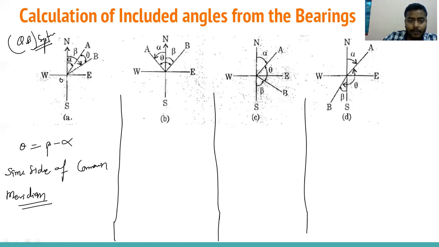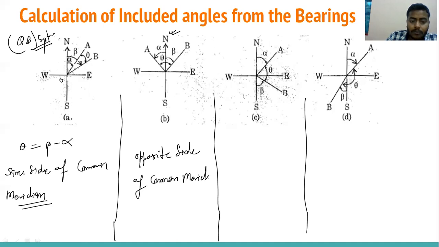Now for case 2, what are the conditions here? When the bearings are measured on the opposite side of the common meridian, that is north. When bearings are measured on the opposite side of the meridian, what is the included angle theta? From the figure we can write theta is alpha plus beta. Are you getting my point?